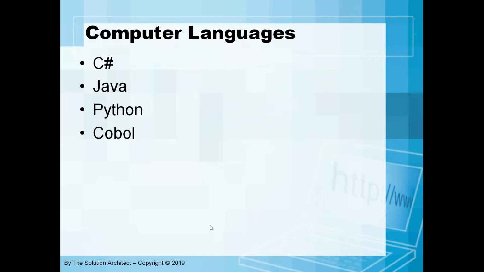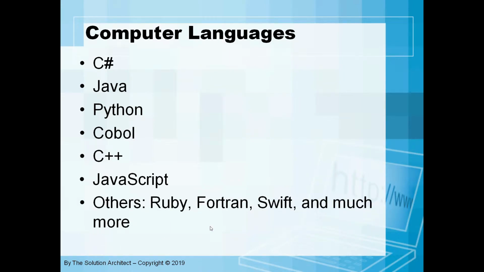Its specific goal was for running on a mainframe. Then you get a language like C++. C++ is specifically very good for running on Unix or Linux platforms, and it was based on the first object-oriented computer language. Then you get other languages like JavaScript. You get a lot of different scripts and languages right now, but this was specifically developed to run on a website. Then there's a lot of other languages such as Ruby, Fortran, Swift, and much more.